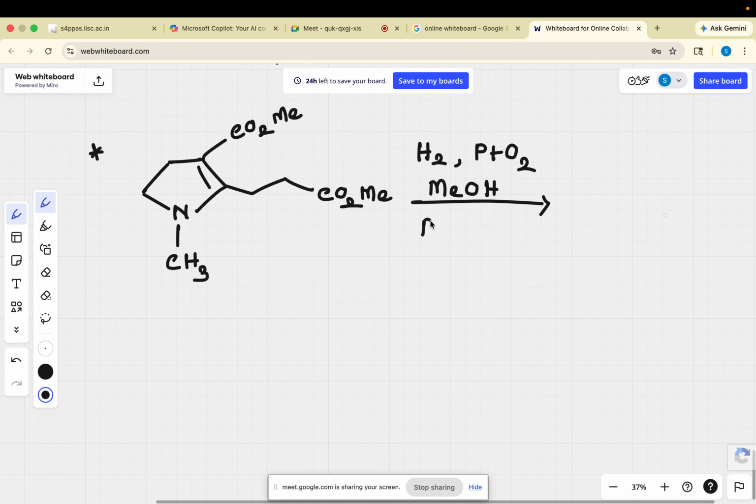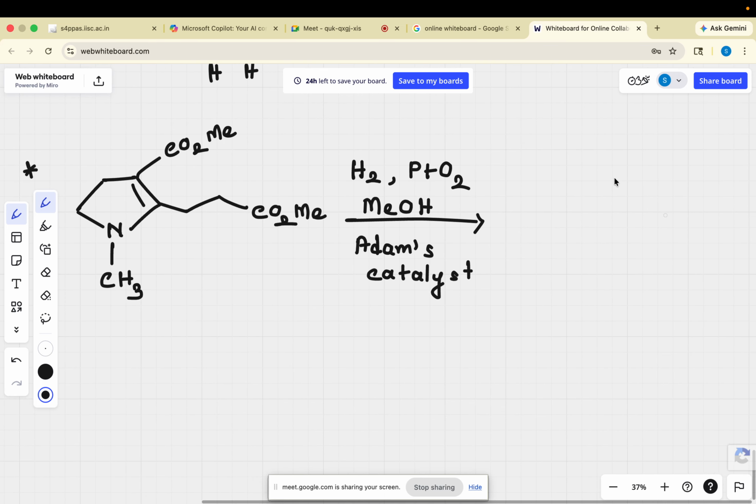Write down Adams catalyst. So if you have Adams catalyst, what will happen? Keep in mind, hydrogen addition will definitely take place if you are giving hydrogen. But what is the main thing here? Syn addition will take place. Syn addition or cis addition, you can call it either. Syn addition of your hydrogen.